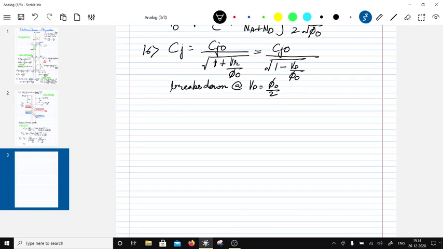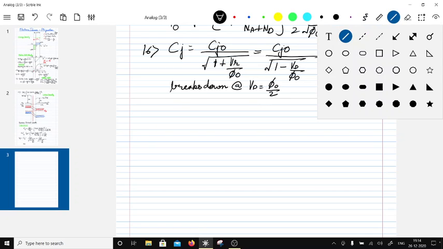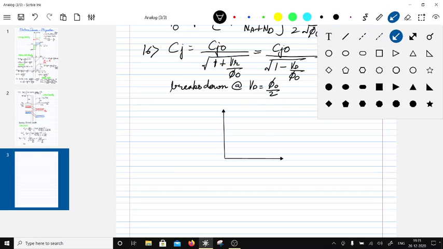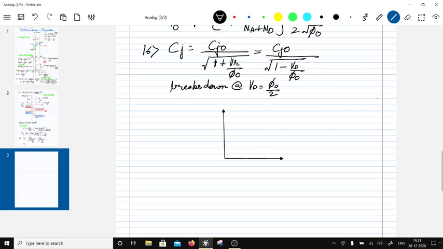Okay, so now let's draw this. Let's assume that I have capacitance on this axis and Vd on this axis, and let's extend this.